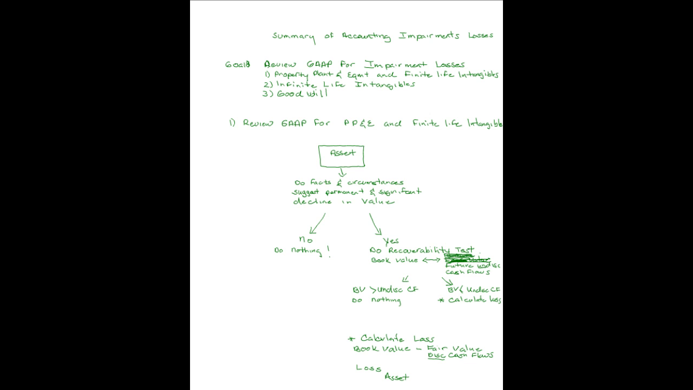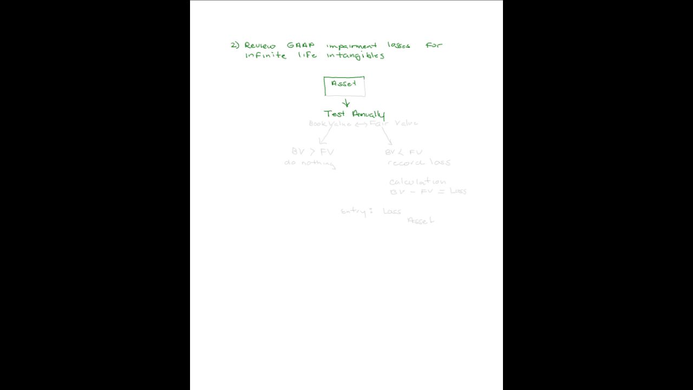Let's move on to infinite life intangibles. Reviewing the GAAP for impairment losses for indefinite life intangibles is a one-step process, not a two. And you must do it annually. So you have a related asset and you test it annually. You compare the book value of your asset with the fair value of your asset. You'll never be using estimated cash flows here because you have an indefinite life. You can't determine how long it's going to live, so you won't know an N in your discounting functions.